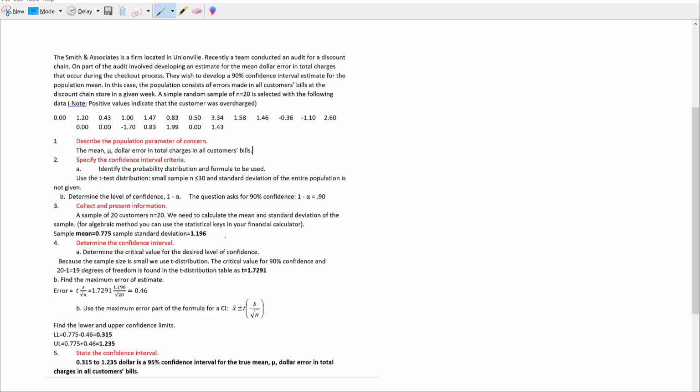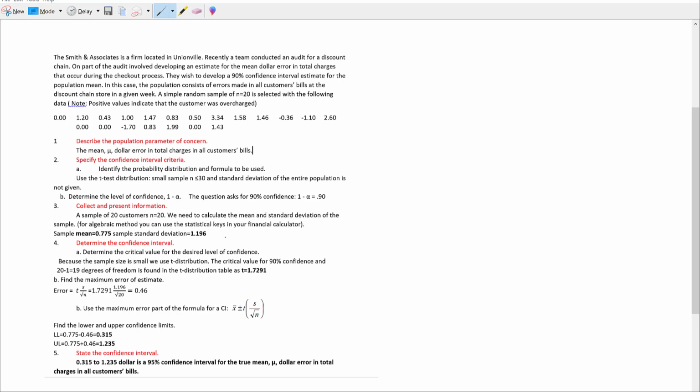So to build the 90% confidence interval estimate for the population mean, we use the 5-step model. First, we have to describe the population parameter of interest. We have to calculate the mean dollar error in total charges for all customers' bills. So this mean is our parameter of interest. Step 2 is to specify the confidence interval criteria.